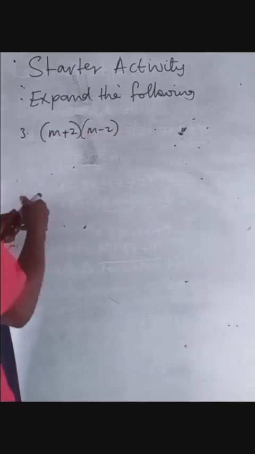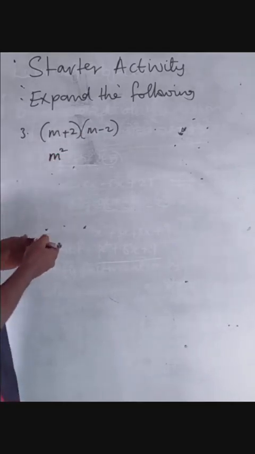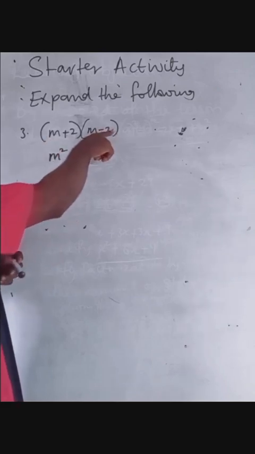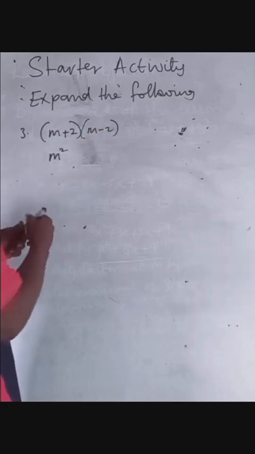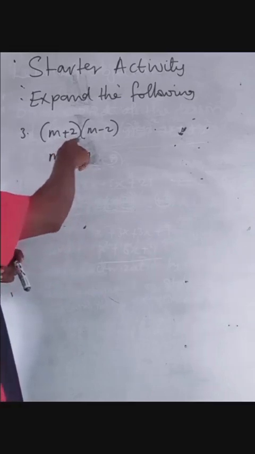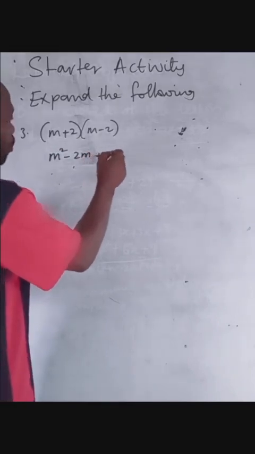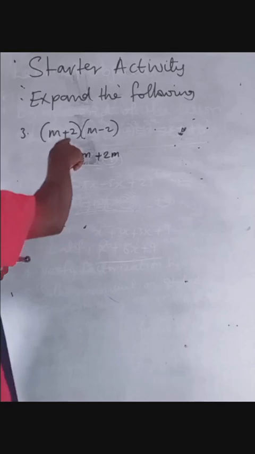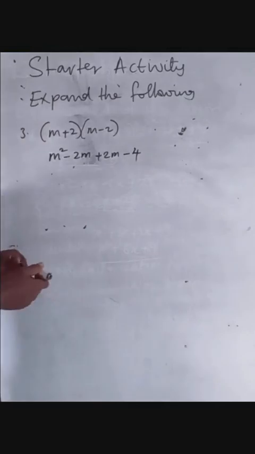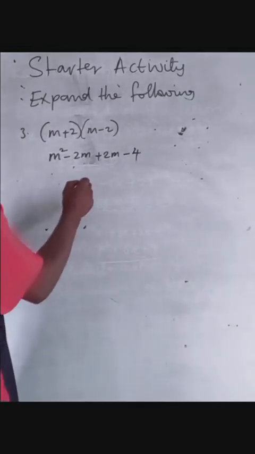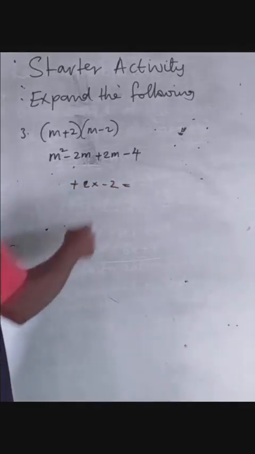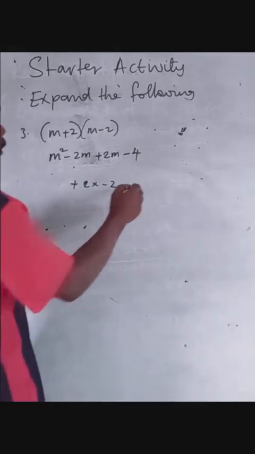Therefore, m multiplied by m is m squared. M multiplied by minus 2, the negative sign is still following that 2. M multiplied by minus 2 is minus 2m. Plus 2 multiplied by m is plus 2m. Plus 2 multiplied by minus 2 is minus 4. So when you are multiplying plus 2 by minus 2, the negative sign will subdue the positive sign, so you have minus 4.